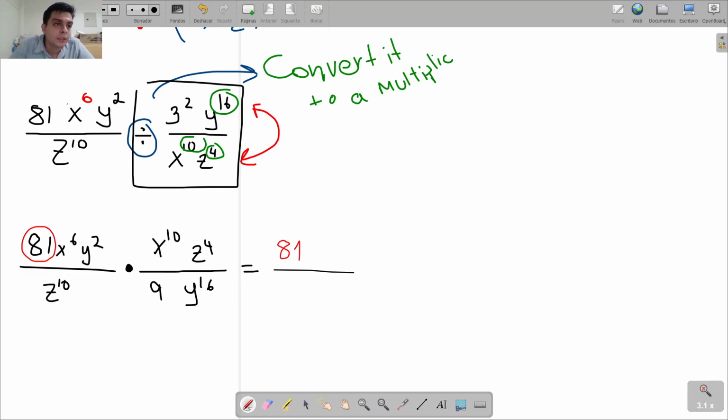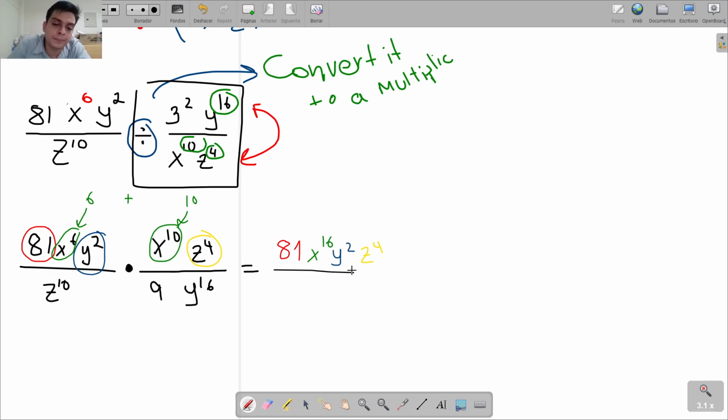81 we copy. Now let's look for the x's. We have x here and x here. I don't know if you remember what happens with the exponents when you are doing multiplication. What happened with the exponents is that we need to add them up. So 6 we have to add with 10. So 6 plus 10 will be 16. Now y doesn't have another y, so we just copy it. And last but not least, we have z to the power of 4.